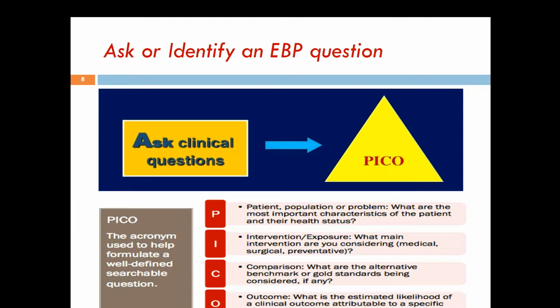Okay, and I stands for the type of intervention. What major intervention are you considering? Okay, and C represents the comparison. Other than the one that you had in mind, what other options do you need to compare, so that the effect of your intended intervention will be compared with another intervention? See whether there's incremental effectiveness, or if it's equally effective, okay? Outcome, O stands for the outcome, okay? What is the estimated likelihood of a clinical outcome attributable to a specific disease, right?